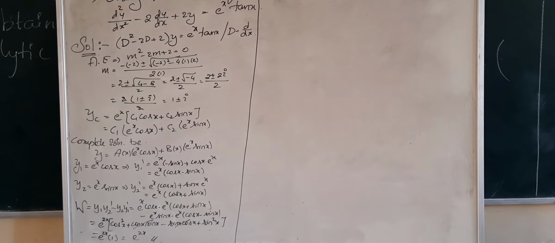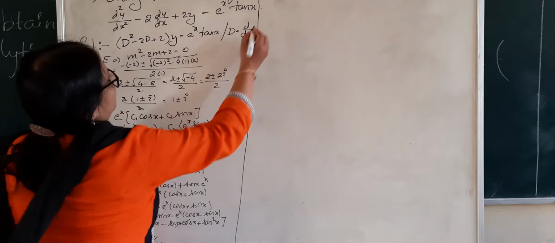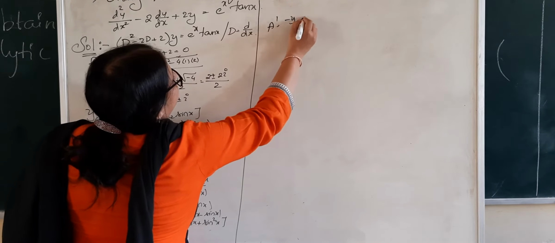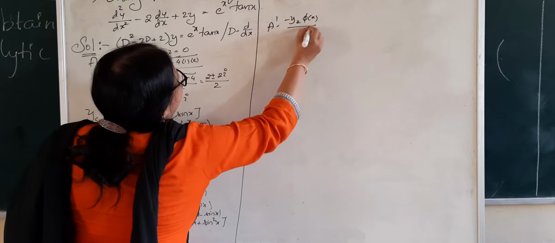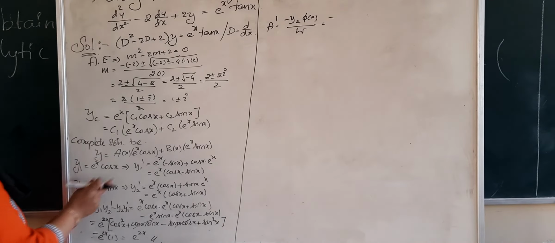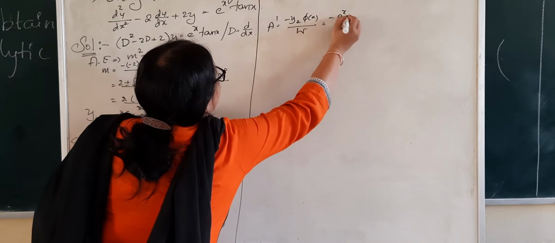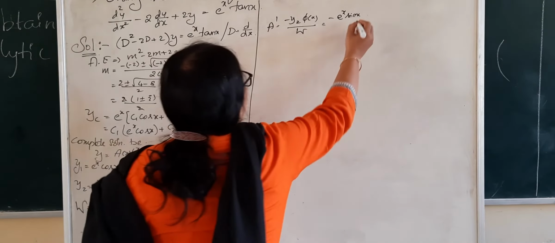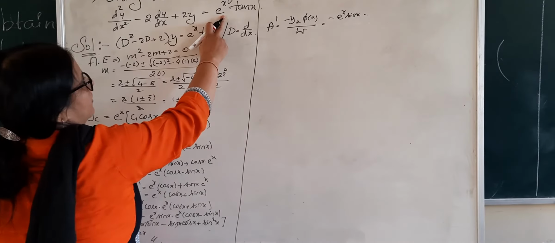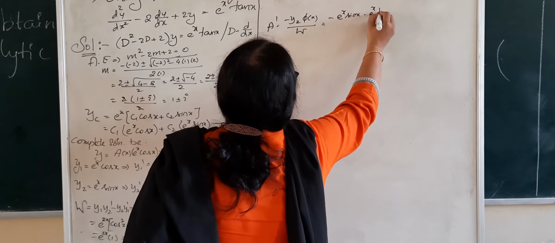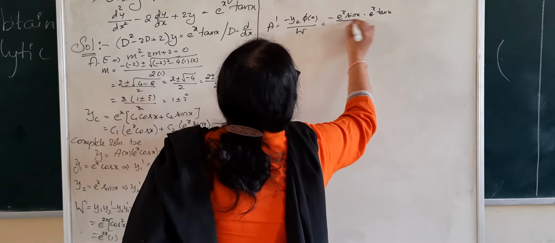Okay, so what is A dash? The formula for A dash is equal to minus y2 phi of x divided by W. That is equal to minus y2, which is e power x sin x, into phi of x, which is e power x tan x, whole divided by W.